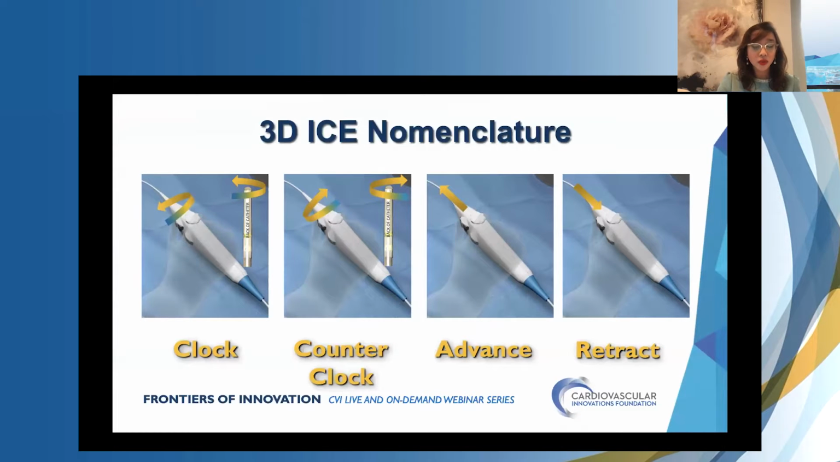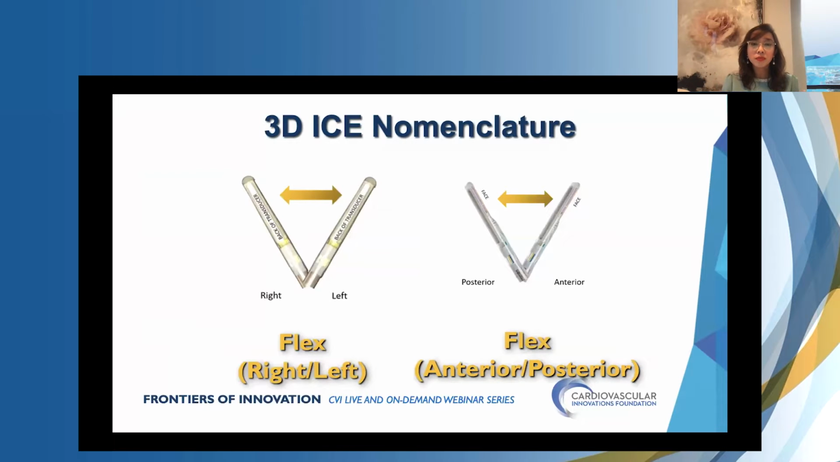On the left-hand side, clock means turning the handle away from the user, counterclock means turning the handle back towards the user. Advancing is pushing the catheter into the sheath, and retracting is withdrawing or pulling the catheter back out of the sheath. As mentioned earlier about the steering wheels and the four-way direction, the catheter can be controlled with the steering wheels, and this is called flex, and this is done in 4 directions. On the left-hand side it is right and left, and on the right-hand side it is anterior and posterior.